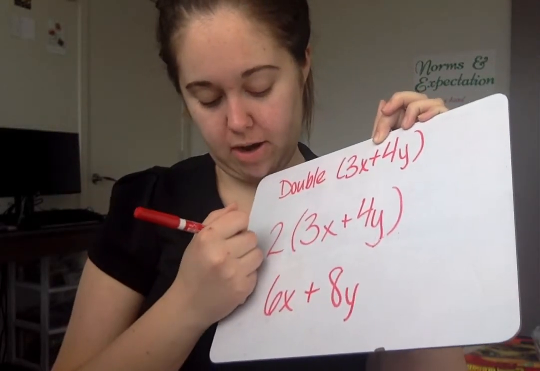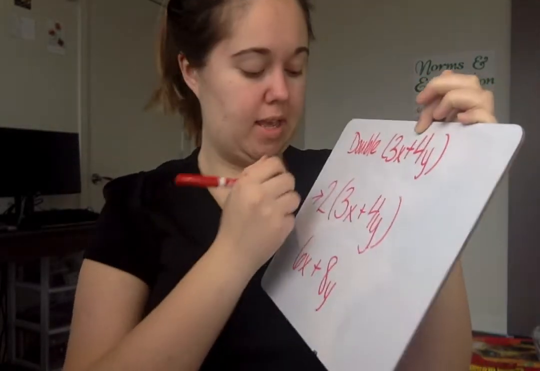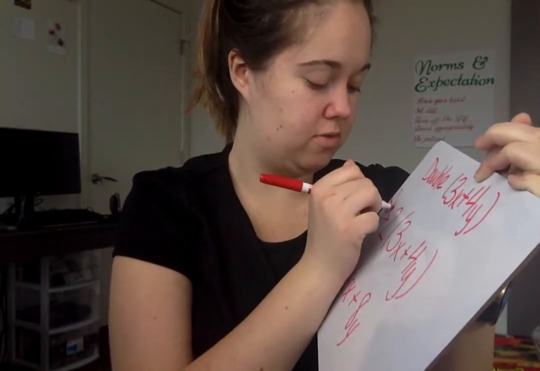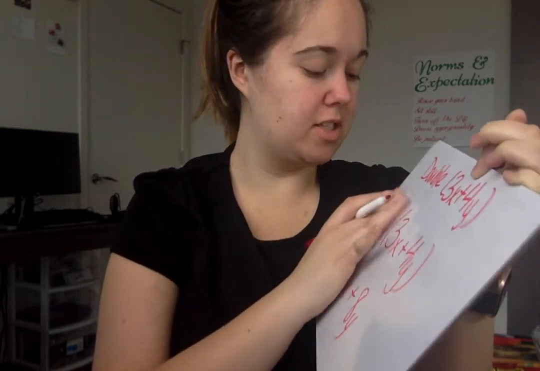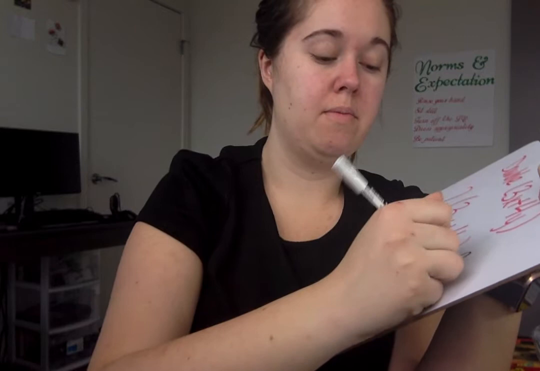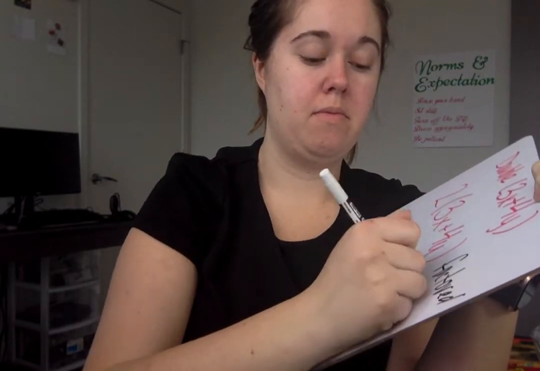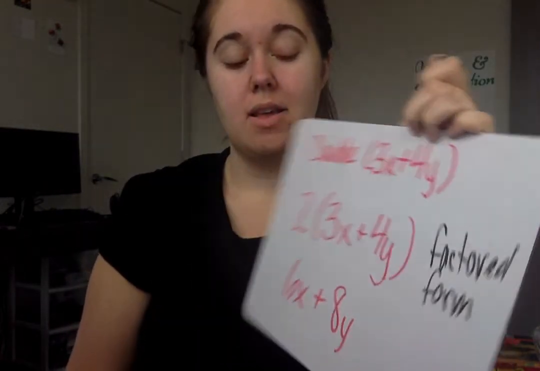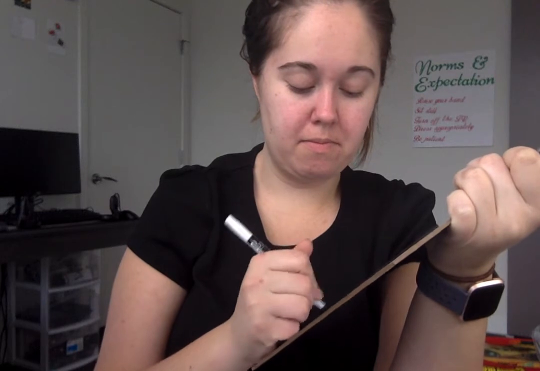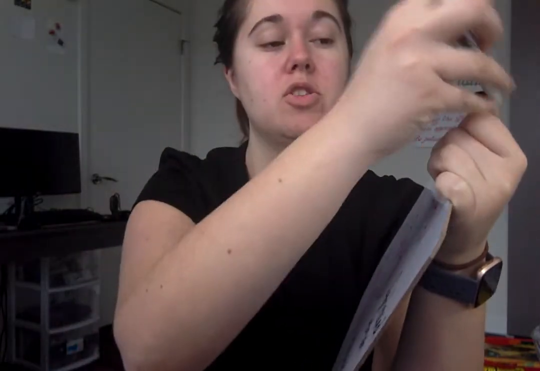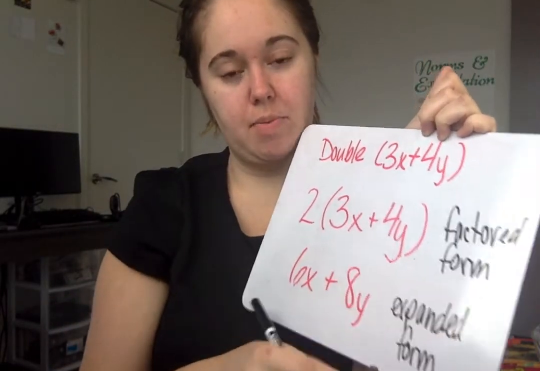So this first one here is in factored form. I'm just going to write the factored. We've got space on the other side. Let's write it over here. This is factored form. There we go. Factored form. And the second one is expanded form. So this is factored form, this is expanded form.